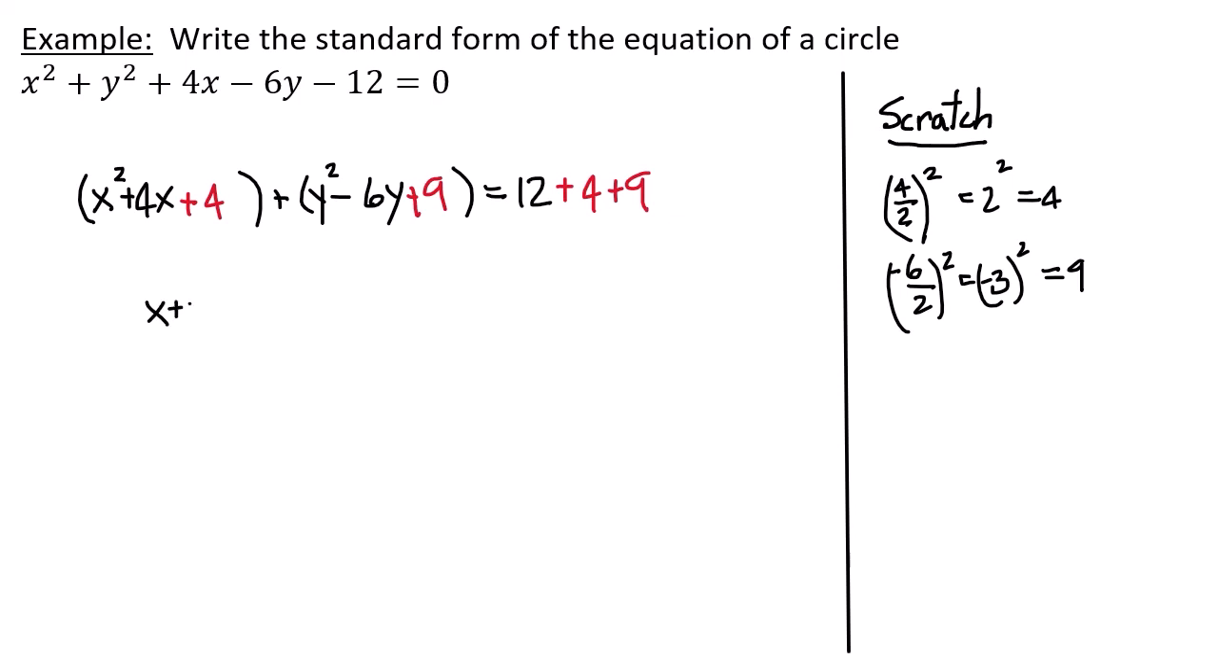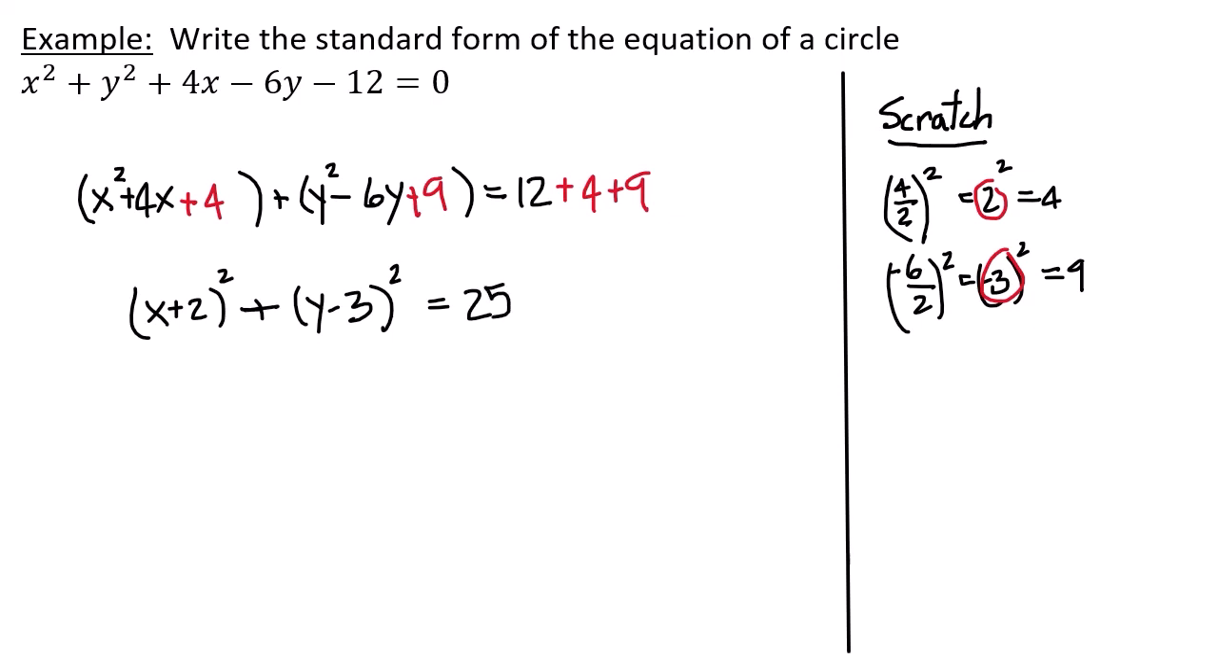It's actually (x plus 2) all squared. It's this 2 here. And then I have (y minus 3) all squared. It's this negative 3 here. And that equals 12 plus 4, 16 plus 9, or 25.